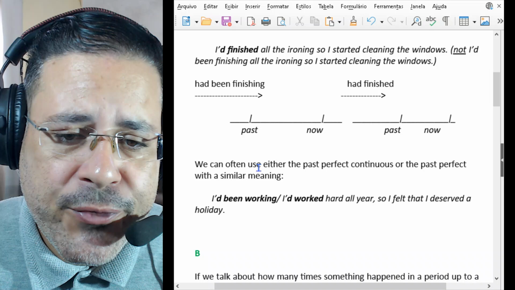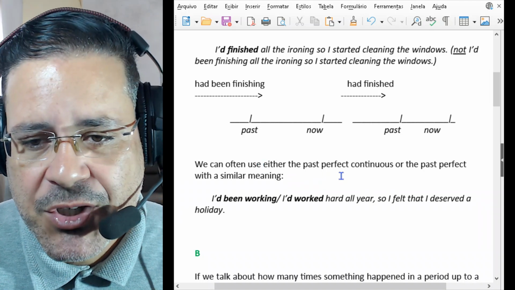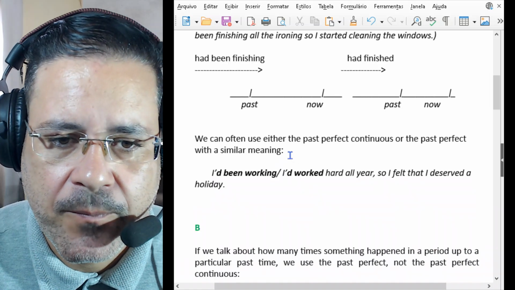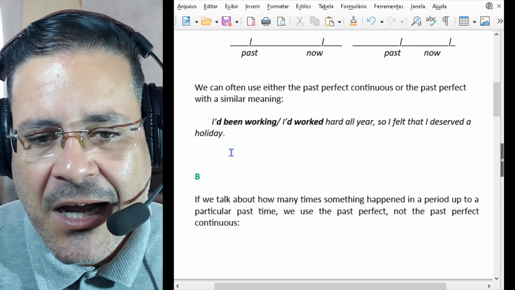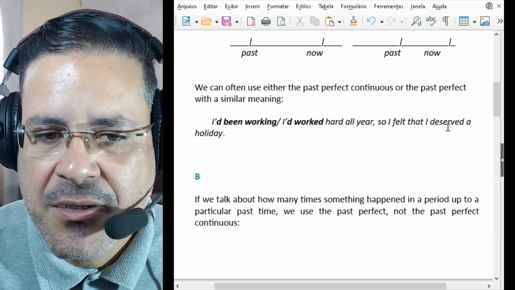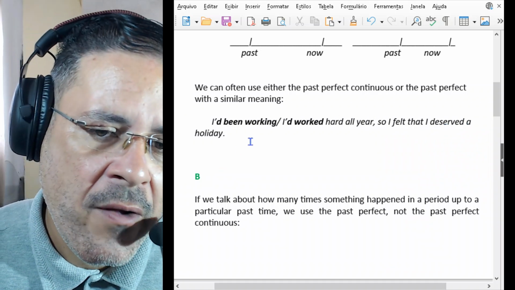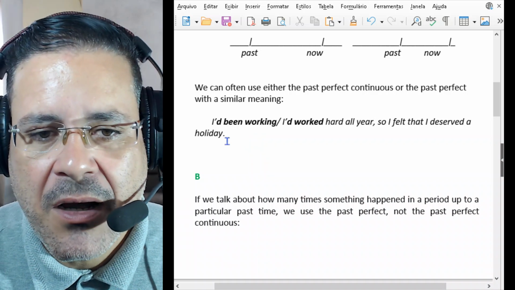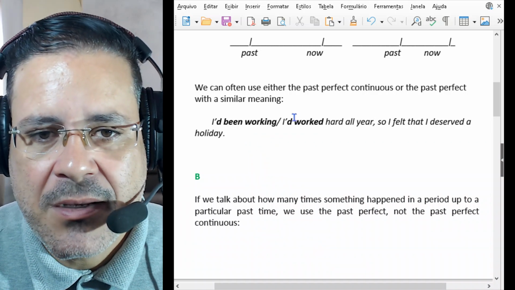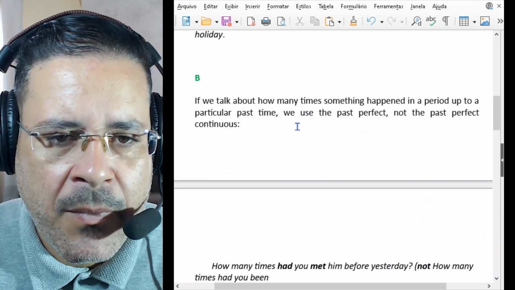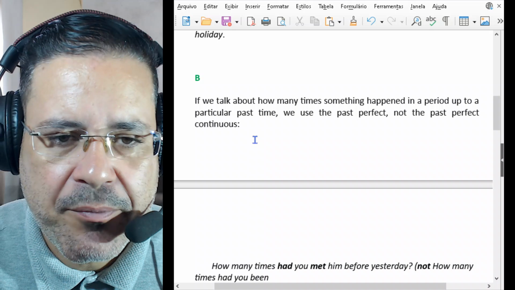We can often use either the past perfect continuous or the past perfect with a similar meaning. For example, I'd been working hard all year, so I felt that I deserved a holiday. Or, I'd worked hard all year, so I felt that I deserved a holiday. So in that case, it has a similar meaning. Okay, let's go through section B now.